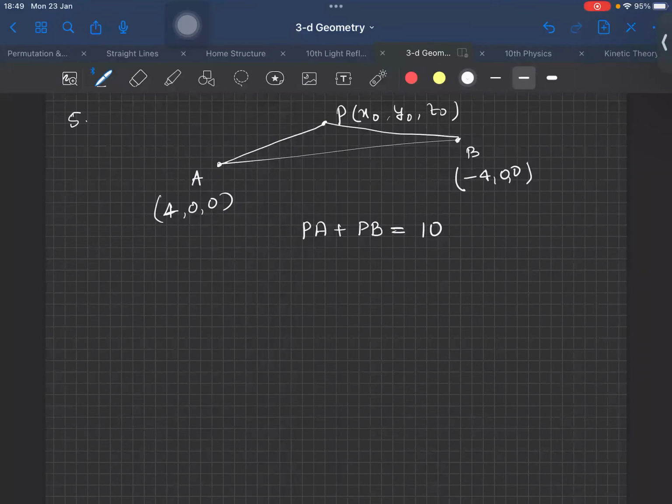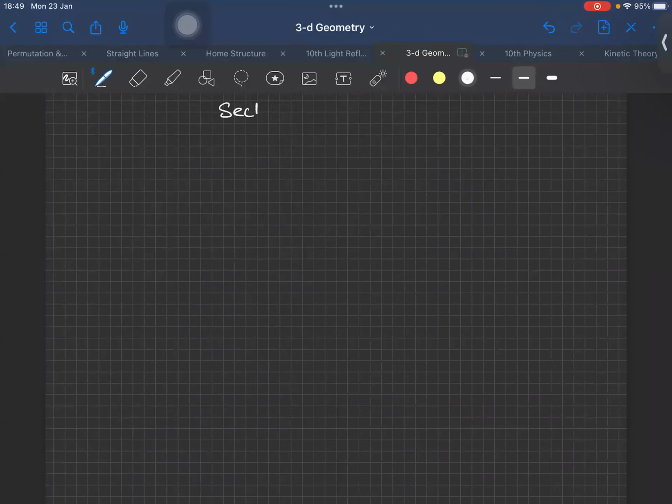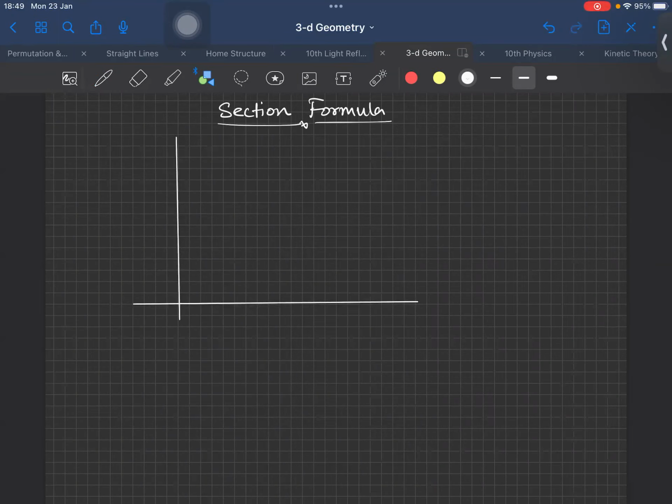Now let's come to the last part of this chapter, that is section formula. Section formula in the 2D plane we are already aware of, right? In the 2D plane we know that. What is the section formula in the 2D plane? Anybody? In the 2D plane, what will be the section formula? So this is x, y.